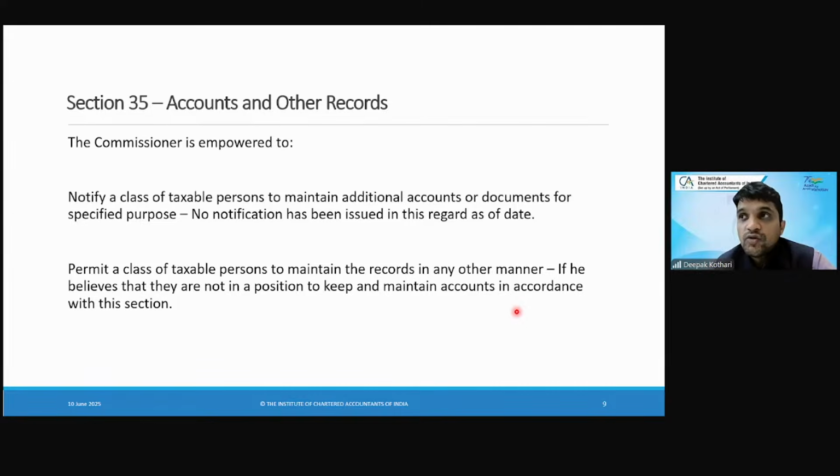He has the power to give relaxation to a class of taxable persons, not to an individual taxable person, but to a class or category of taxable persons. Like for people who go to movie theaters, they are given a relaxation that if you don't give an invoice also, it is fine because the ticket itself is sufficient, right? Like that, they can give relaxation and say that if a certain class of people are not able to maintain, then we will give them the relaxation.